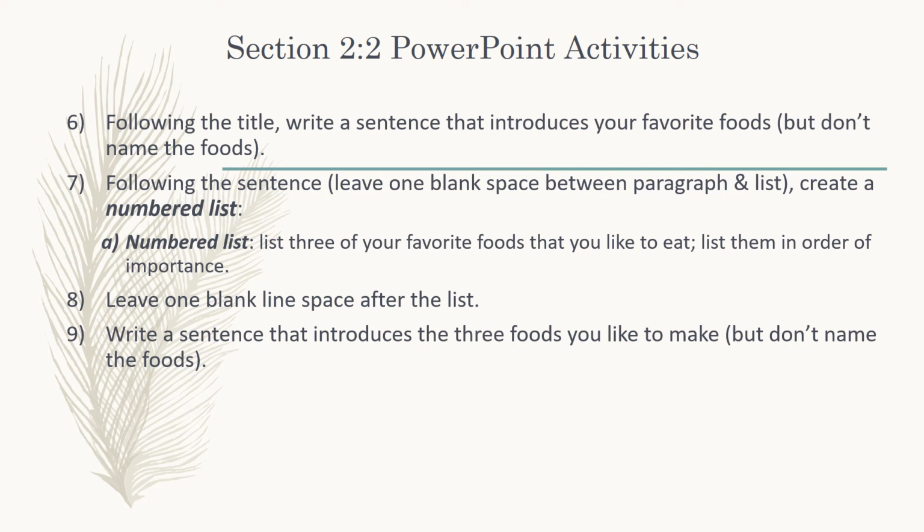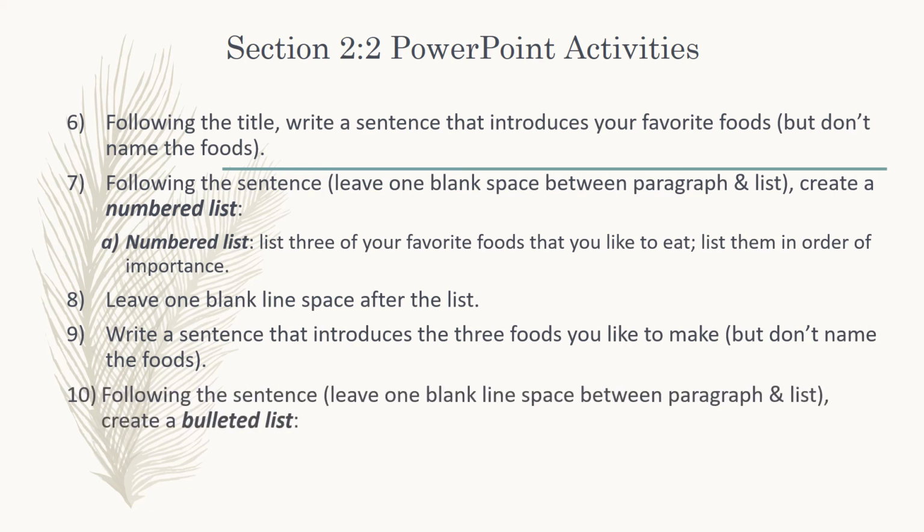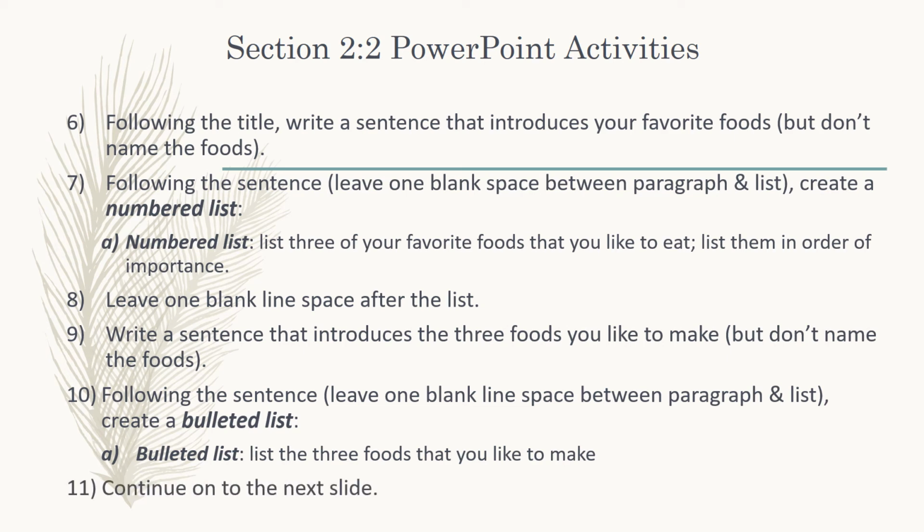Write another sentence that introduces the 3 foods that you like to make, but don't name the foods. Following the sentence, leave one blank line space between the paragraph and the list and create a bulleted list. The bulleted list should list 3 foods that you like to make. Then continue on to the next slide.